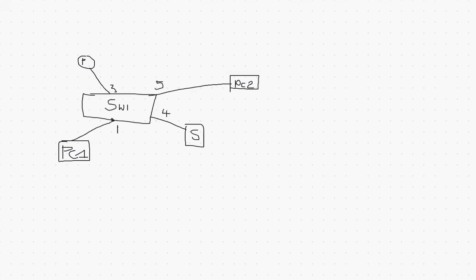So let's say PC1 wants to talk to PC2. What does PC1 talking to PC2 mean? It could be sending an email, sending a file, or sharing content, something like that. So it could be anything. Let's start with that. PC1 wants to talk to PC2, let's say to send a text file.